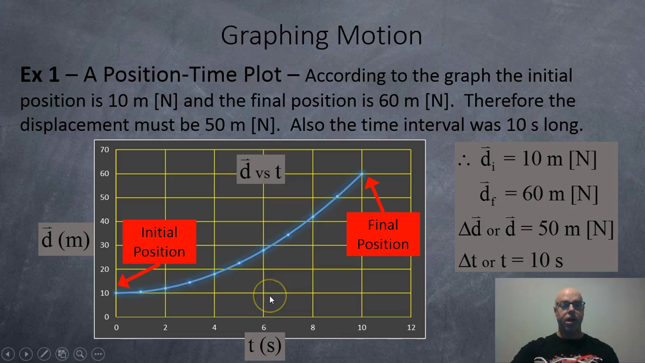All right. Where did they end up? At 10 seconds down here, they finished off at 60 meters. So they went from 10 meters, their initial position, to 60 meters, their final position, both north of the well. So their displacement is 50 meters north.